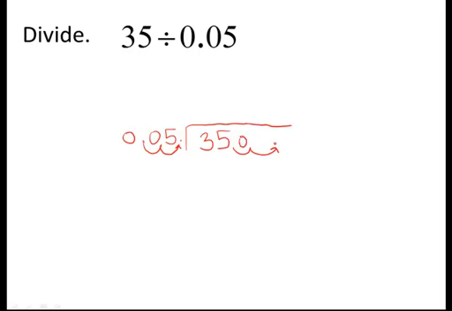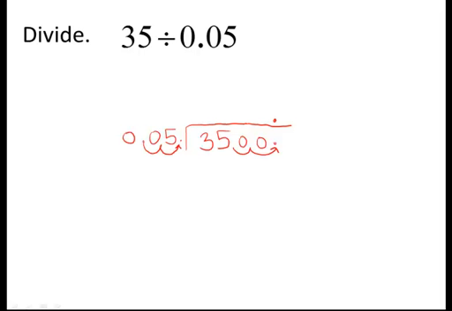I need to fill in the empty places with zeros. And I bring this decimal point directly above. This will be the placement of the decimal point in my answer, the quotient. Now, I'm dividing by 5.